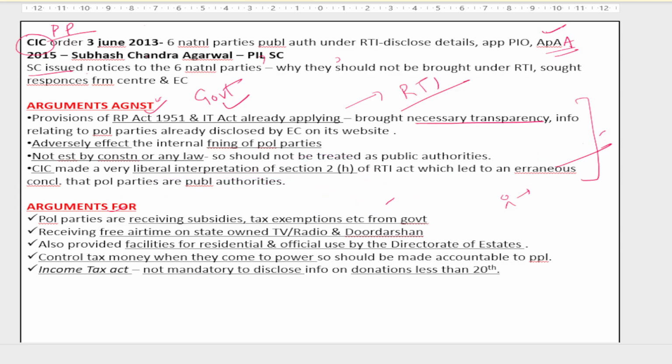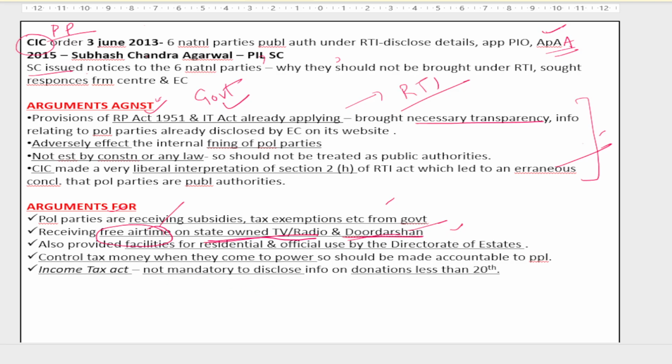Now we move to the arguments for bringing political parties under the RTI Act. Political parties are receiving subsidies, tax exemptions, etc. from the government. So since they are receiving benefits from the government, they should be brought under the RTI Act. Recognized national and state political parties are also receiving free airtime on state-owned TV, radio and Doordarshan. So since they are receiving benefits from the state, they should be brought under the RTI Act.